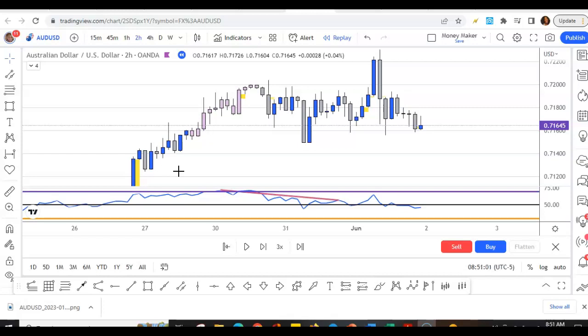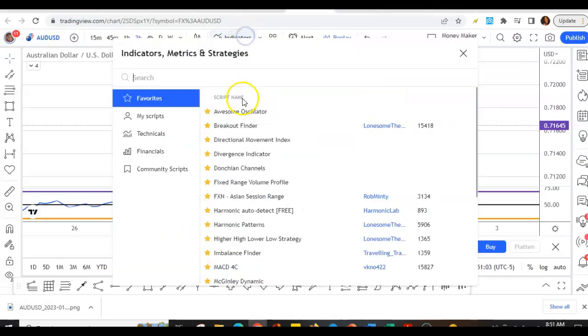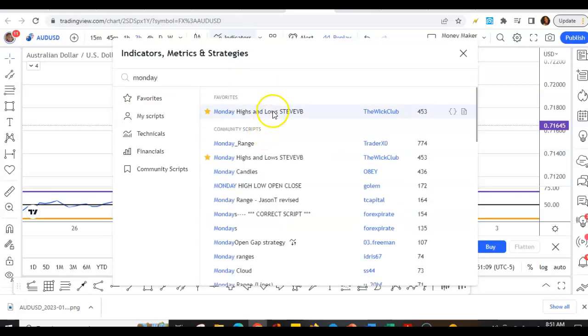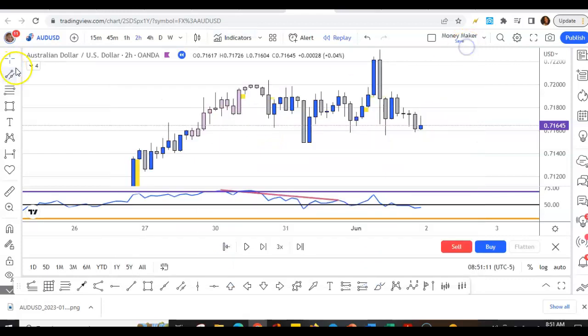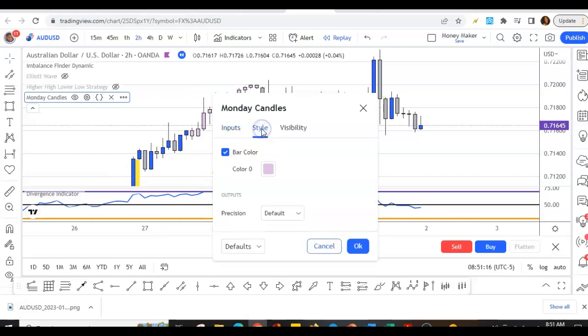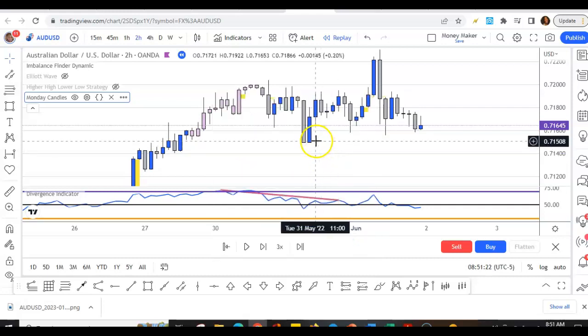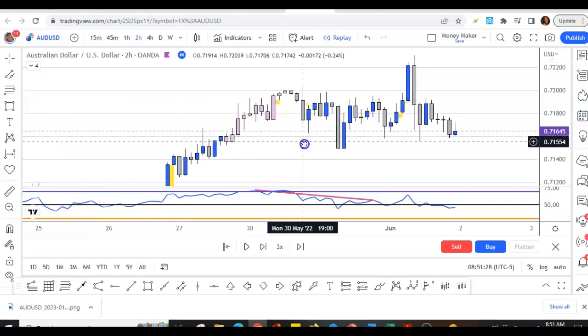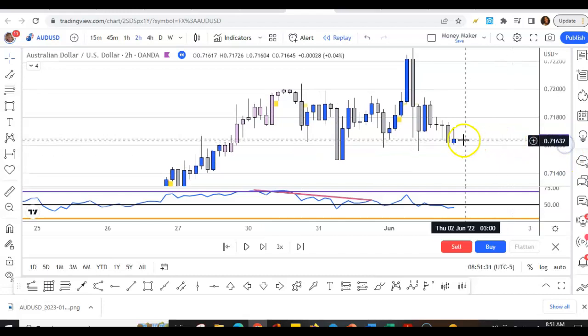First, you want to go into TradingView, select Indicators, and type in Monday. You're going to select the one that says Monday High and Lows by Stevie B. And then you're going to go into your settings here and highlight Monday in your inputs. Make sure your bar color is selected to whatever color you like. Mine will be lavender. I'm in replay mode, so I can just show you the strategy. Of course, you always want to back test before you just trade with live money.